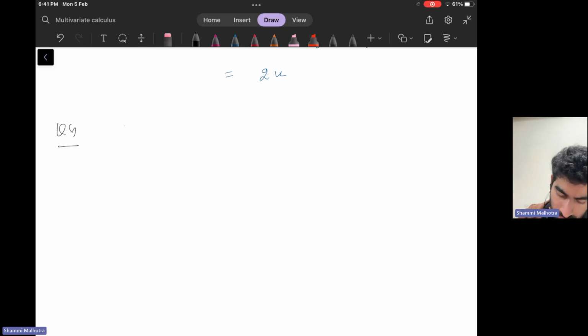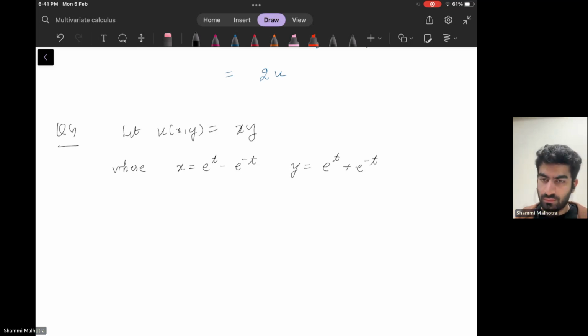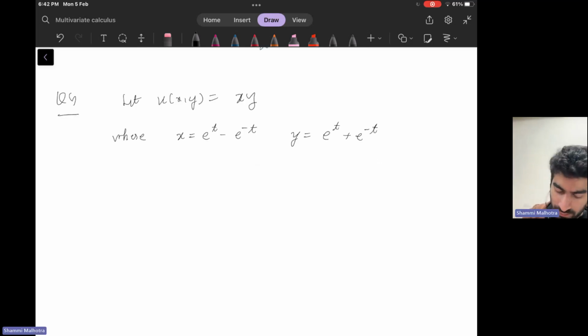Okay, so let my function u be the product xy, where x is e raised to the power t minus e raised to the power minus t, and y is e raised to the power t plus e raised to the power minus t. What do I have to do in this question? I would like to find the derivative du with respect to t.